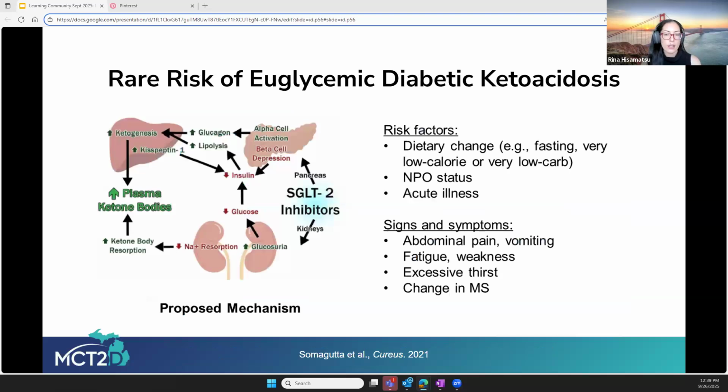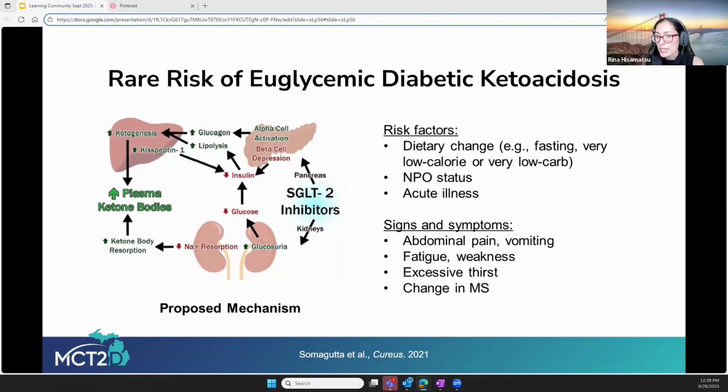All right. And again, the slide here is depicting an important note to discontinue SGLT2 inhibitors to avoid the rare risk of euglycemic DKA prior to the initiation of VLCD therapy.